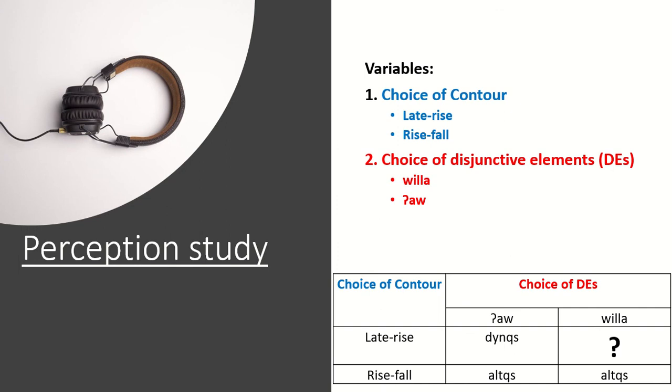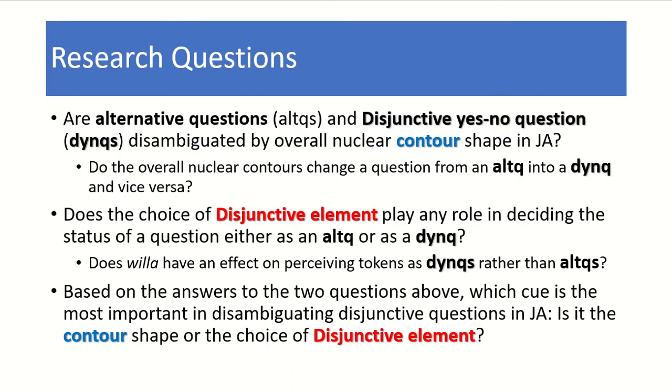Now, the questions of the perception study are: are alternative questions and disjunctive yes-no questions disambiguated by overall nuclear contour shape in Jordanian Arabic? Do the overall nuclear contours change a question from an alternative question into a disjunctive yes-no question, and vice versa?